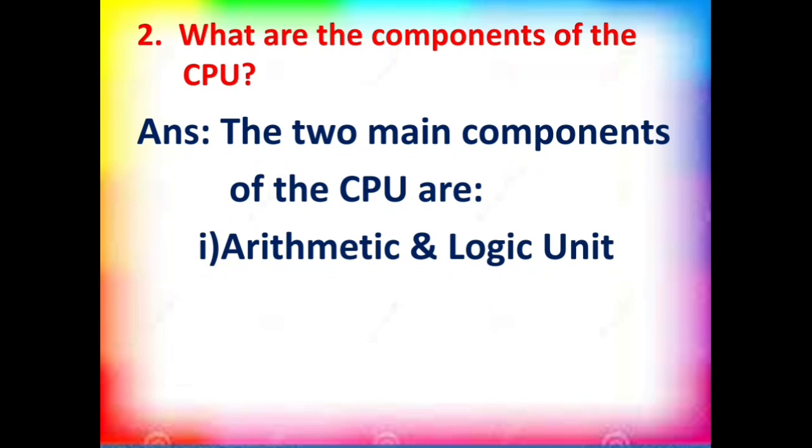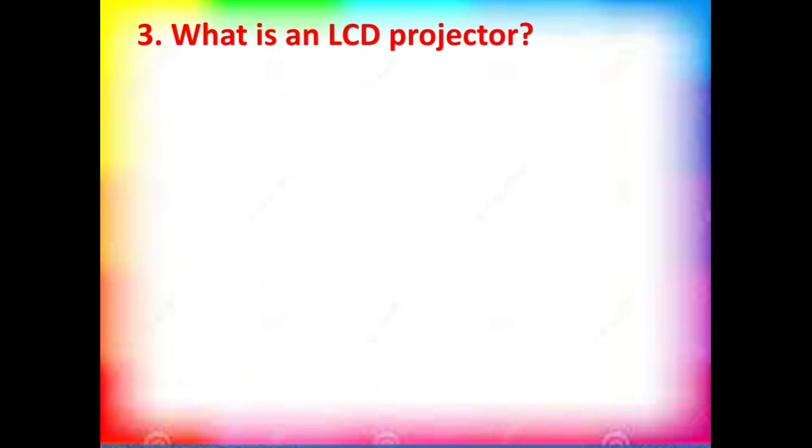One is the arithmetic and logic unit. The other one is the control unit. In short form, we can say ALU or CU. So the 2 main components of the CPU are the arithmetic and logic unit and the control unit. These 2 are the main components of the computer. Okay, students?